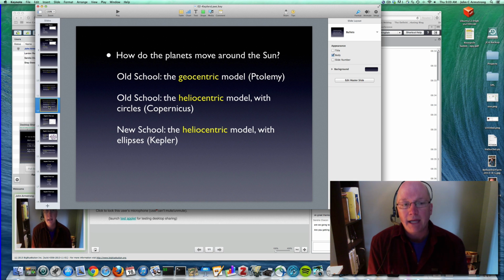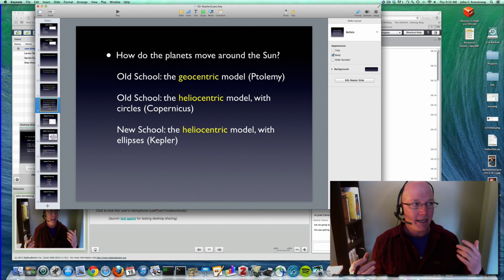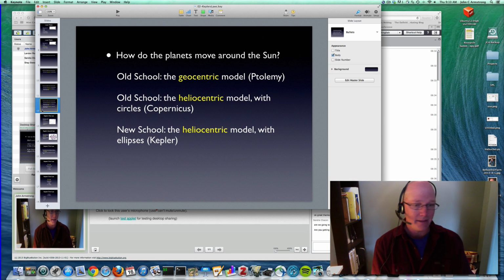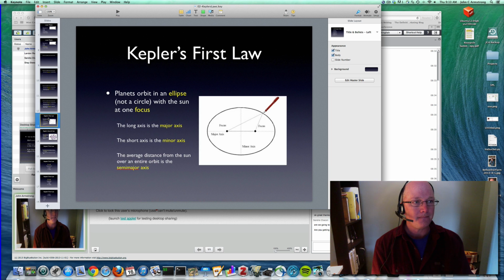So finally, a guy by the name of Kepler came along to put forth the heliocentric model with one small change, and that small change was he used, instead of circles for the orbits, something known as ellipses. And this was one of those things where he just kind of made it up. He said, circles don't work. If I try ellipses, they match the data better. He didn't have any reason why they should be ellipses. He just said, look, they must be ellipses because they match the data better.